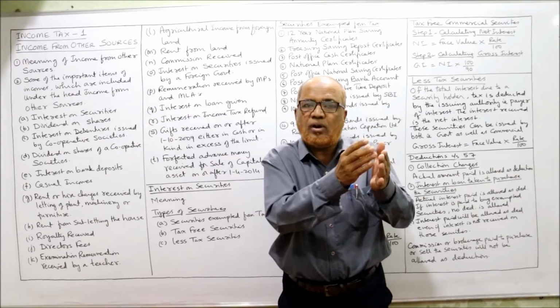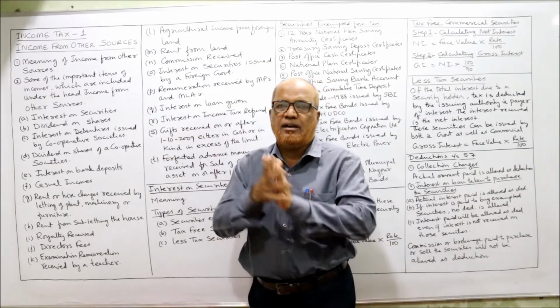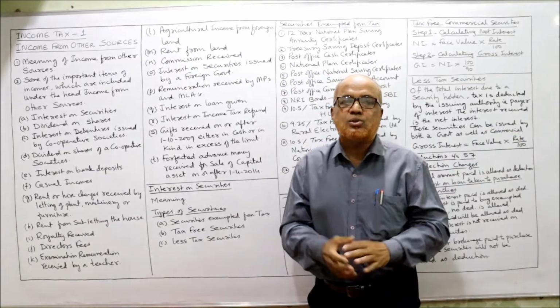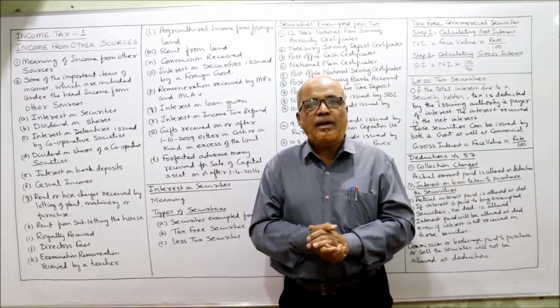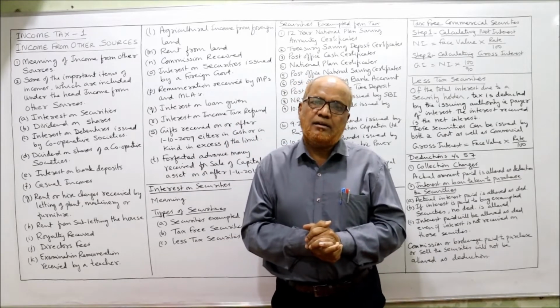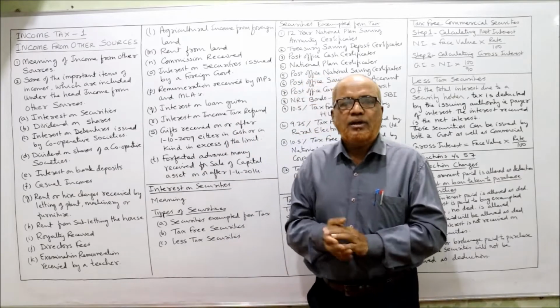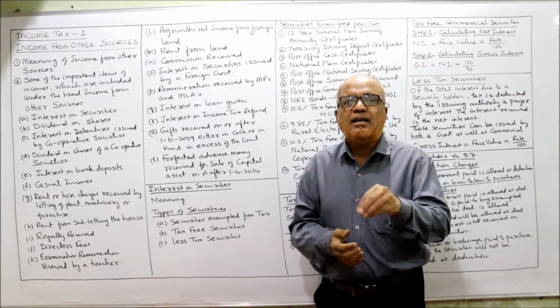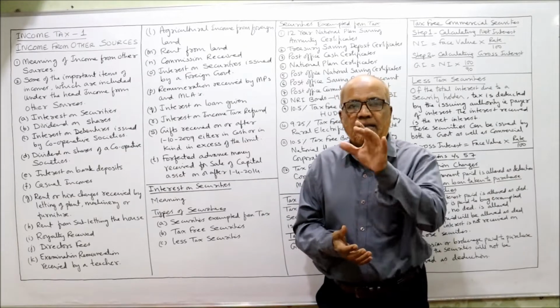If it does not fall in the first four categories, it will be taxable under income from other sources. So it is the open head. Open head का मतलब any income may come under this head, residual head. So here we are going to study what are the items that may come under this head.